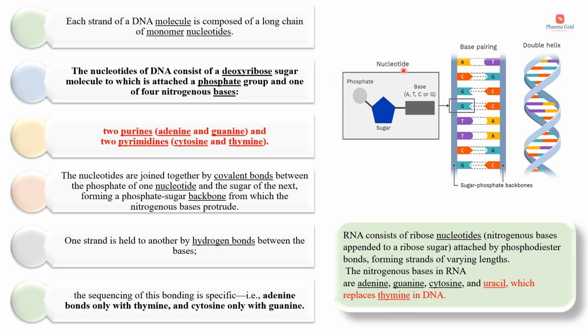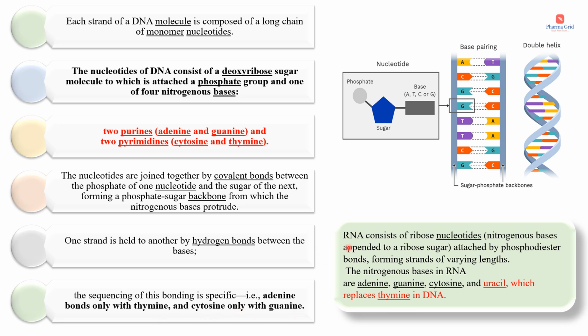The nucleotides are joined together by covalent bonds between the phosphate of one nucleotide and the sugar of the next, forming a phosphate sugar backbone from which the nitrogenous bases protrude. One strand is held to another by hydrogen bonds between the bases. So the nucleotides are joined together by covalent bonds, whereas one strand is held to another by hydrogen bonds between the nitrogenous bases, and the sequencing of this bonding is specific. Adenine bonds only with thymine and cytosine only with guanine.